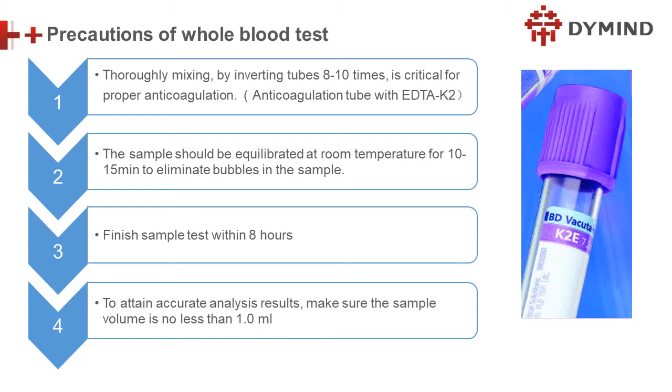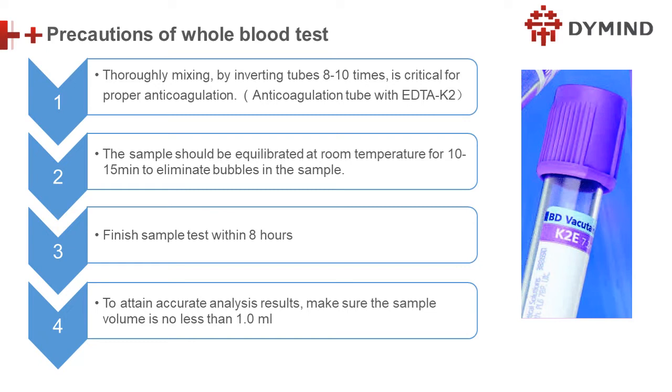Minimum is 10 minutes. And the third step is we have to finish the sample testing within 8 hours. We cannot wait too long. Otherwise, the result will be very different. You will find the results of the basophil, eosinophil, and neutrophil are getting less. The result will not be the same as with fresh blood. So finishing the testing in 1 day is the best thing.